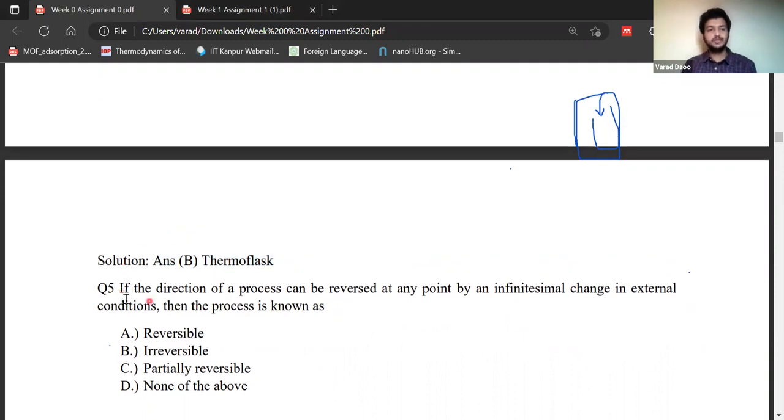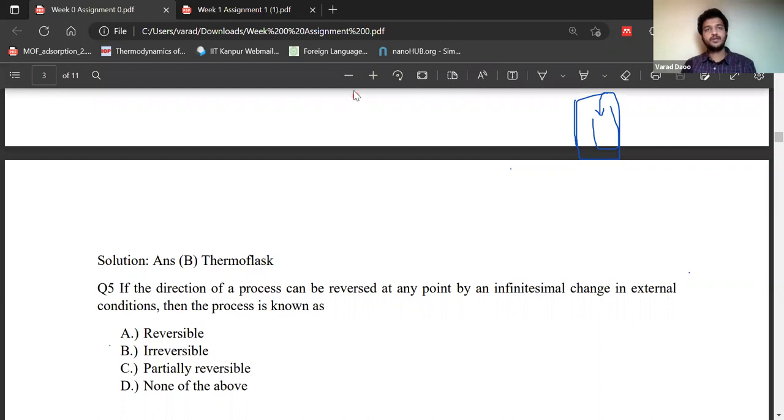So what is the next question? If the direction of a process can be reversed at any point by an infinitesimal change in external condition, then the process is known as: the options are reversible, irreversible, partially reversible, and none of the above. So would anybody of you like to try?